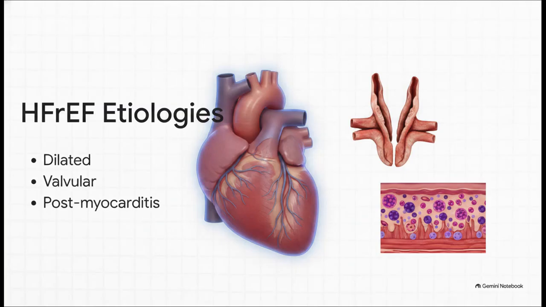Let's build out the picture for reduced ejection fraction a bit more. Beyond ischemic heart disease, what else actually causes a weak, floppy pump? When you're on the wards, you really need to watch out for dilated cardiomyopathy, which can be idiopathic, genetic, or even toxic. You also have post-myocarditis, severe valvular disease like aortic or mitral dysfunction, alcoholic cardiomyopathy, and peripartum cardiomyopathy. All of these result in that hallmark weak squeeze and an EF of 40% or less.